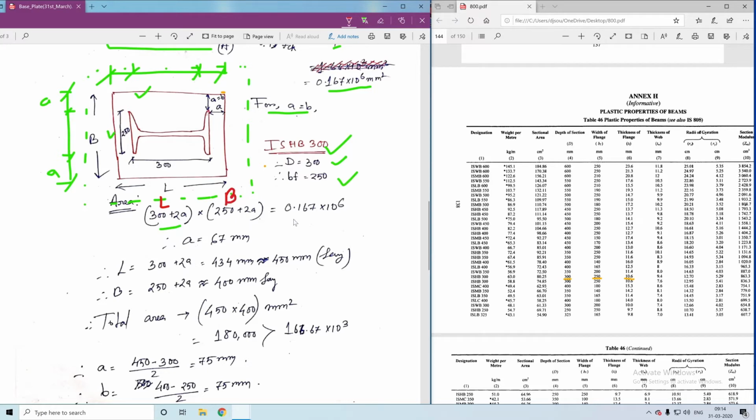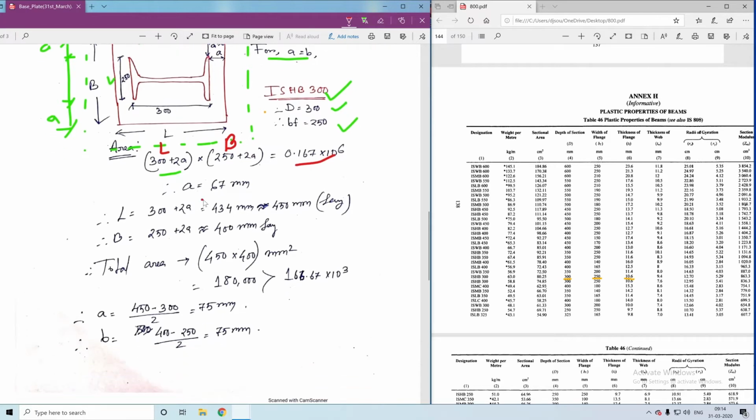So L into B is equal to 0.167 into 10 to the power 6. So the actual value of A is 67, so I need to take some greater value. The actual value of L will be 434. I am taking a greater value for factor of safety purposes, so 450 and 250 plus 2A. Here it will come around 300 something, so I am taking a greater value, 400.